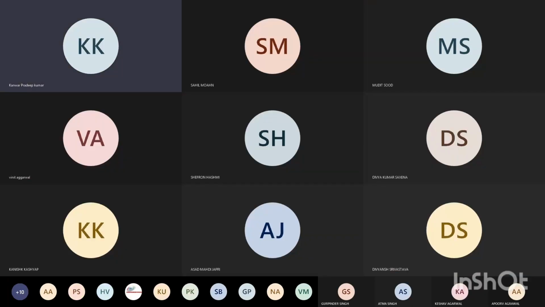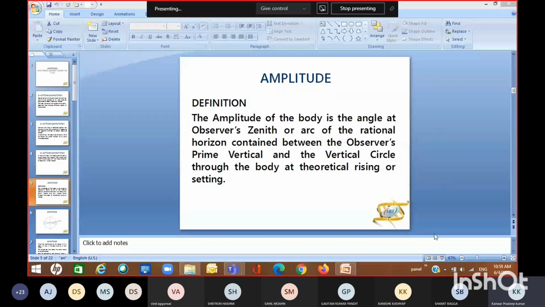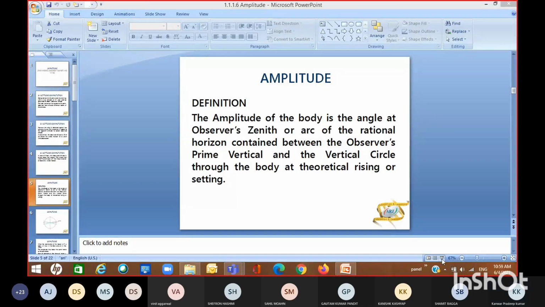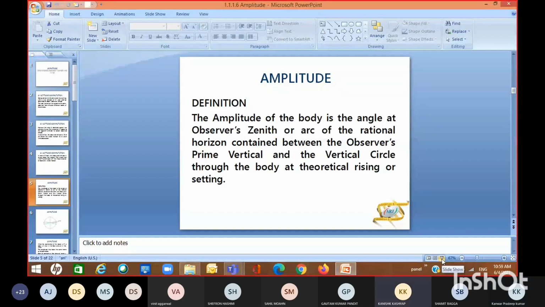So who's the present? Can you see the screen amplitude? Yes, sir. Okay. Yes, sir. Yes, sir.